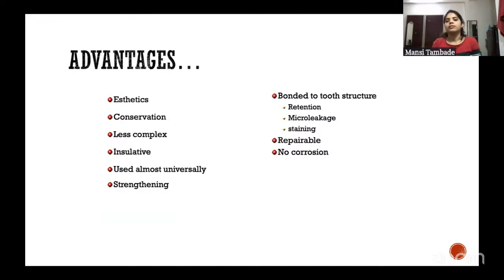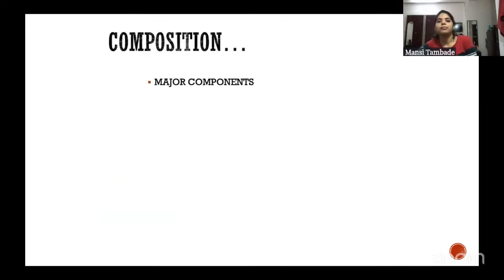Okay. Repairable, it is repairable definitely. If some part chips off, you can definitely repair it by reapplying the etchant and bonding, and then you can place the composite. It is repairable. Also, as I explained, no corrosion takes place. It does not have any metal.